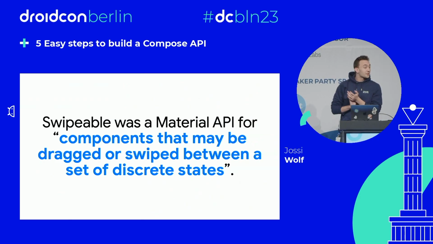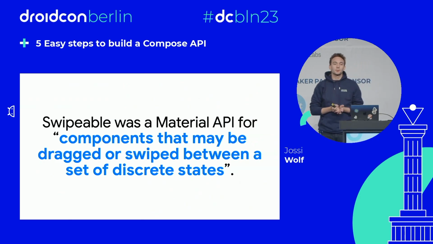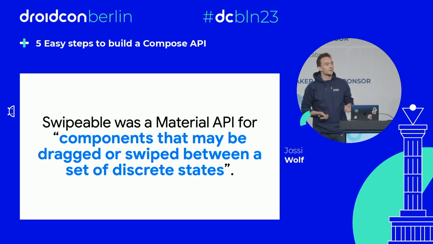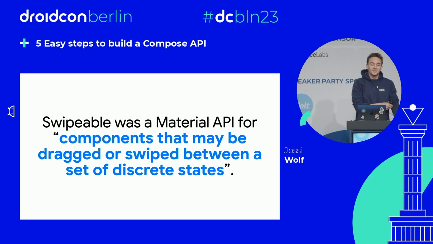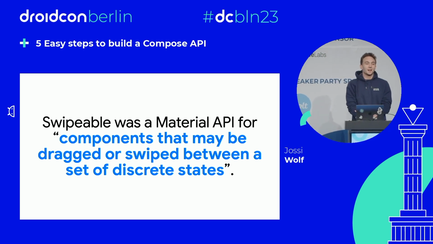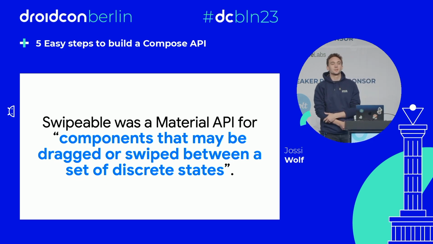So we're going to start off by me telling you a tiny story about an API that I joined and worked on. We had this API called Swipeable, and if you've worked with Jetpack Compose, can I get a hands up if you've heard of this API before? Okay. Right. So Swipeable is a Material API for components that may be dragged or swiped between a set of discrete states. Sounds kind of weird.